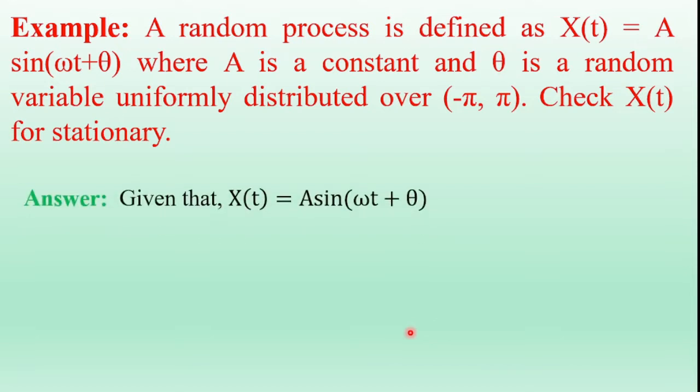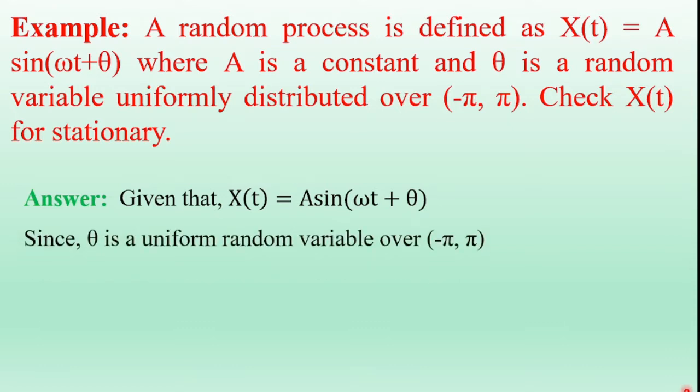Coming to the solution, given that the random process x of t is equal to A sine of omega t plus theta. Here, capital A and omega are constants and theta is a uniformly distributed random variable over the interval minus pi to pi.